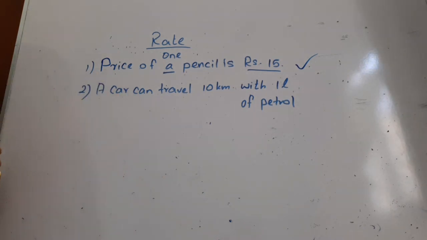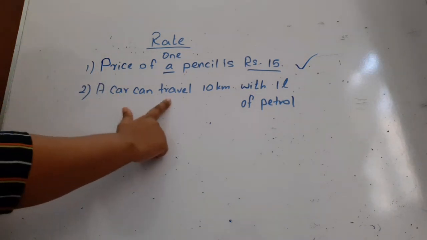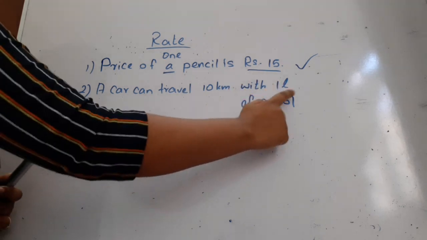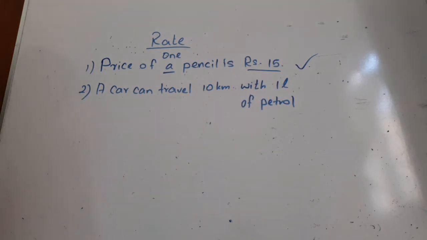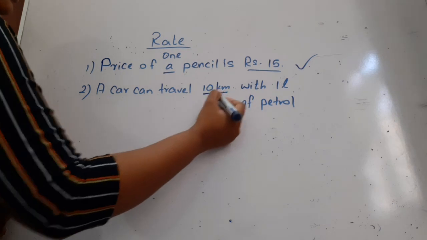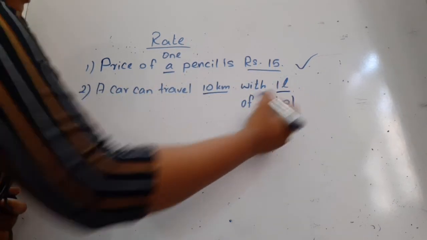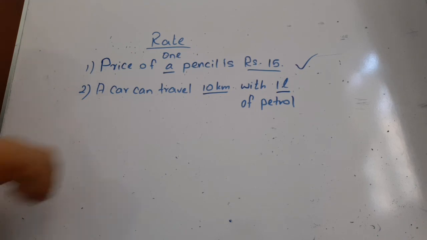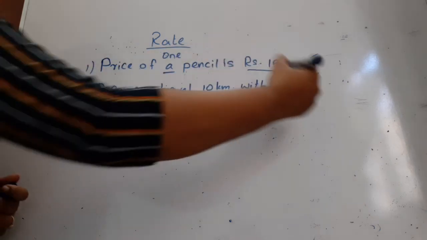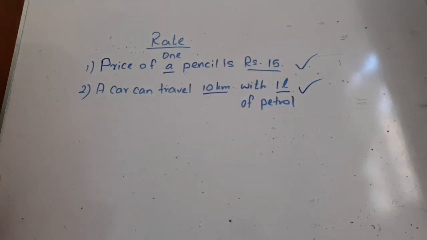Second example, a car can travel 10 kilometers with 1 liter of petrol. So this is the distance given in kilometers and this is the measurement of the petrol, which is 1 liter. So they are 2 different units. So this is known as a rate.